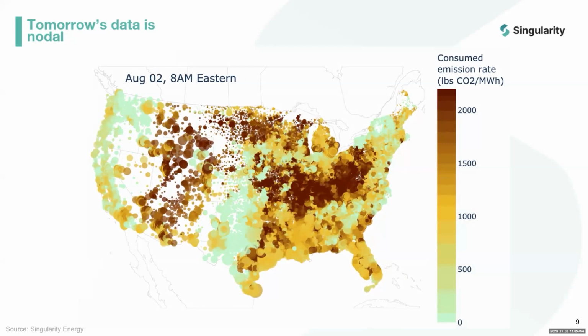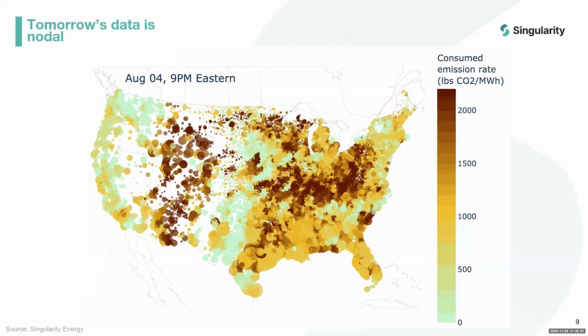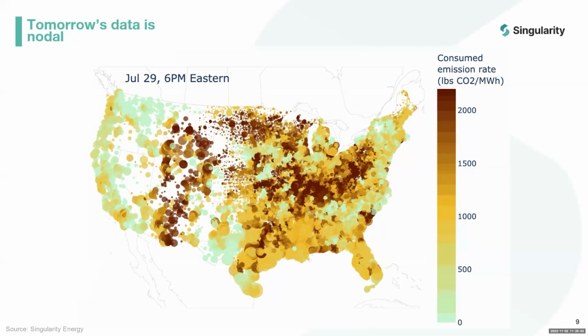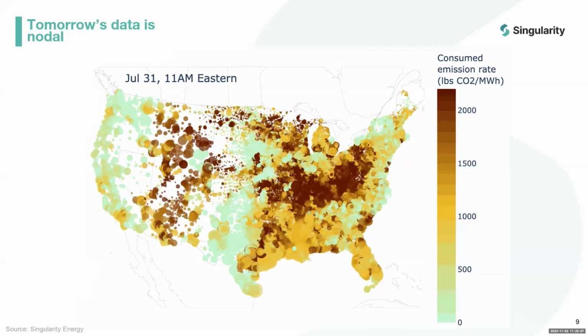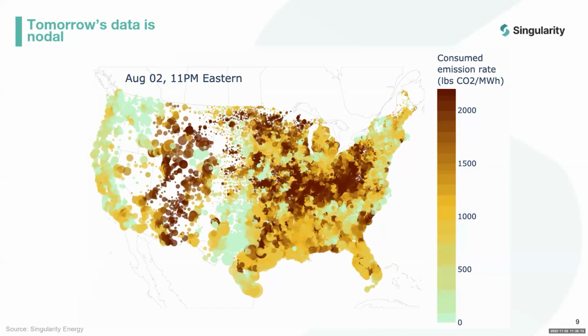And so I'm not saying that this is today's data because this is still a little bit on the horizon, but one of the things that we're working on is working with grid operators to unlock nodal level carbon intensity data to help provide differentiated insights into the carbon intensity of electricity in specific locations of the grid.